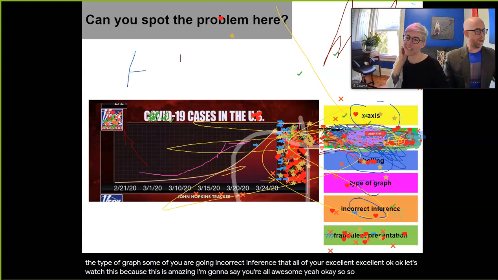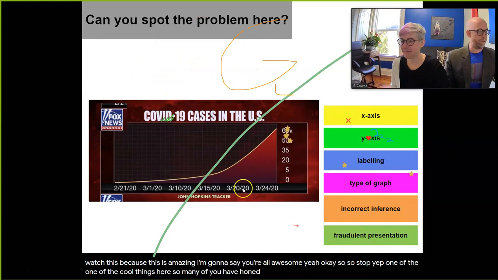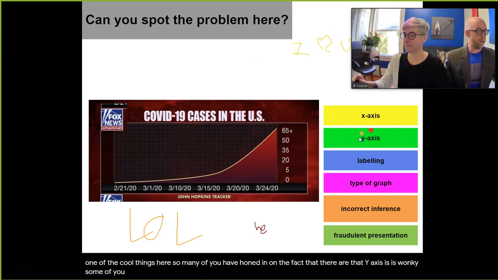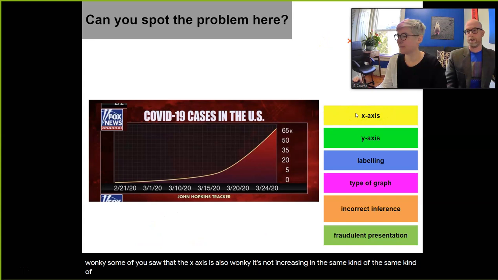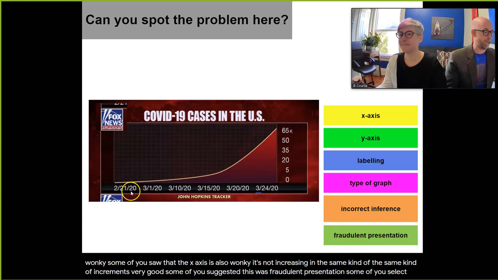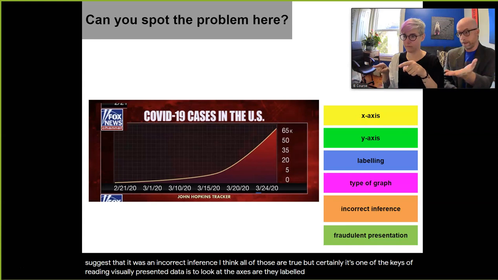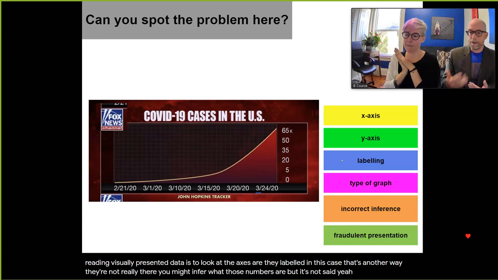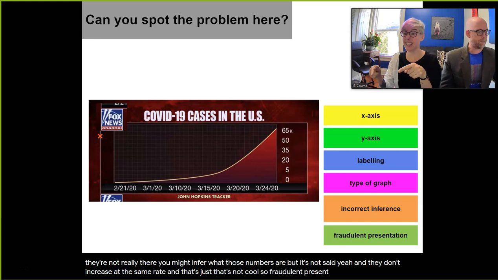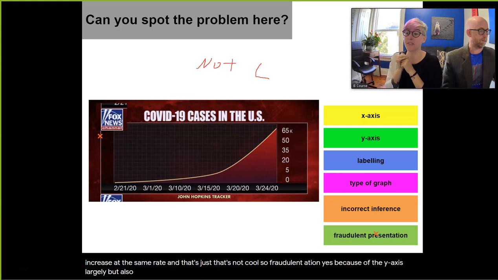One of the cool things here, so many of you have honed in on the fact that the y-axis is wonky. Some of you saw that the x-axis is also wonky, not increasing in the same kind of increments. Very good. Some of you suggested this was fraudulent presentation, some an incorrect inference. I think all of those are true, but certainly one of the keys of reading visually presented data is to look at the axes. Are they labeled? In this case, not really. You might infer what those numbers are, but it's not said. And they don't increase at the same rate. So fraudulent presentation, yes, because of the y-axis largely, but also because of the x-axis.